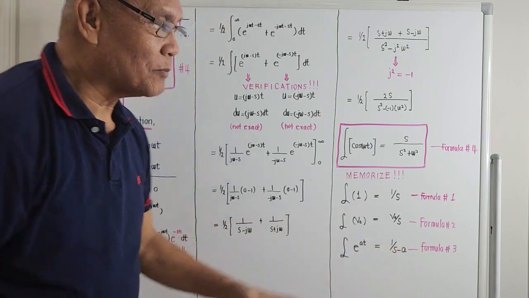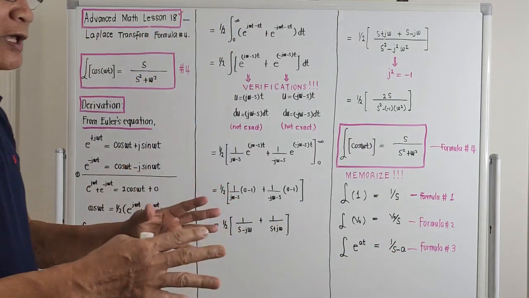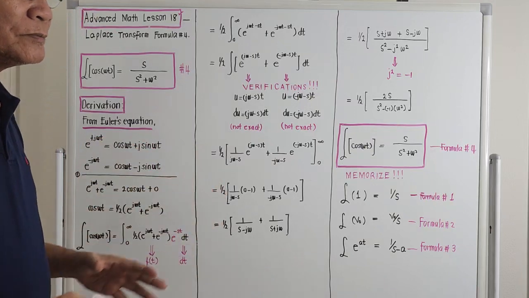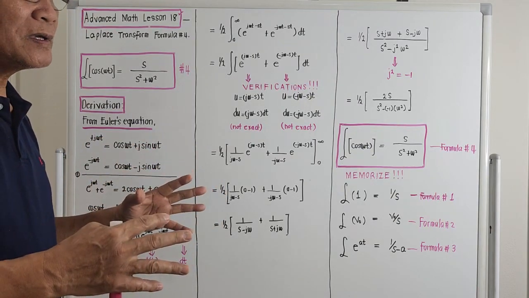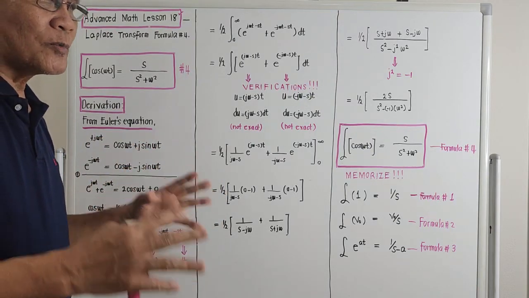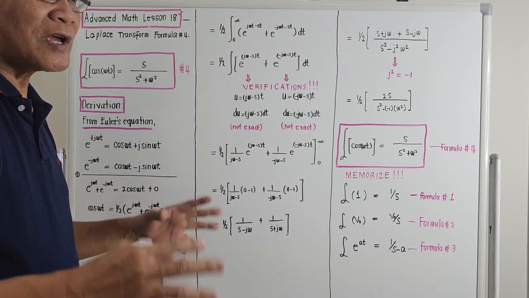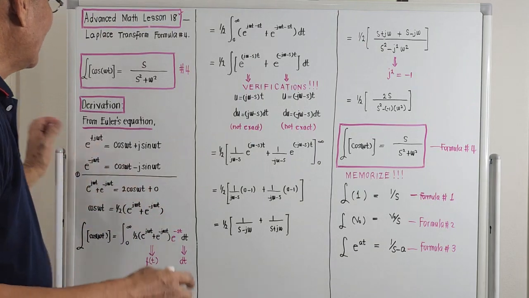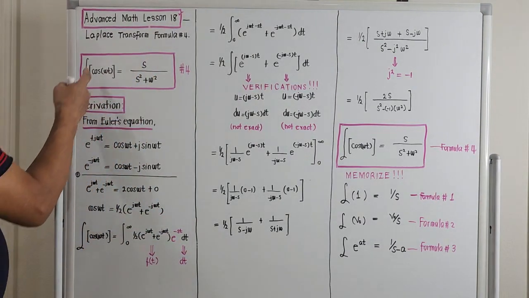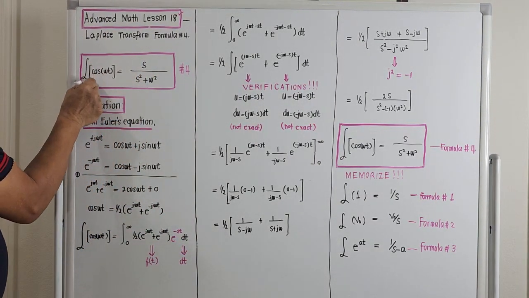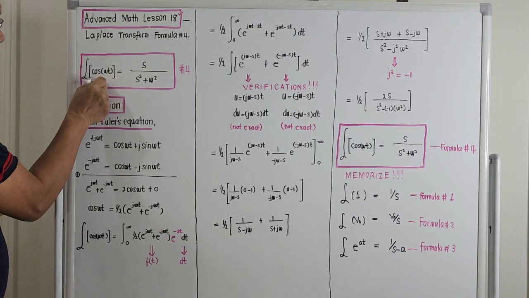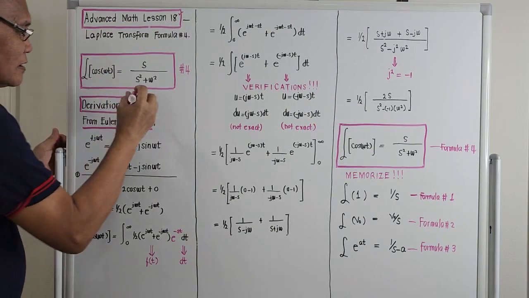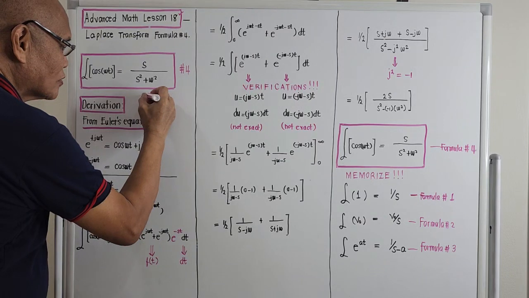Okay, let's proceed with number 4. For number 4, it is much more complicated because this will now be applied to solution of problems under circuit analysis under AC circuit, the one we have finished. Formula number 4 will be this: the Laplace transform of cosine of omega t. Cosine of omega t. Omega is the natural frequency of oscillation.